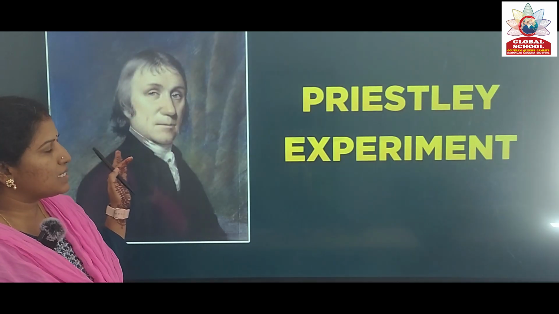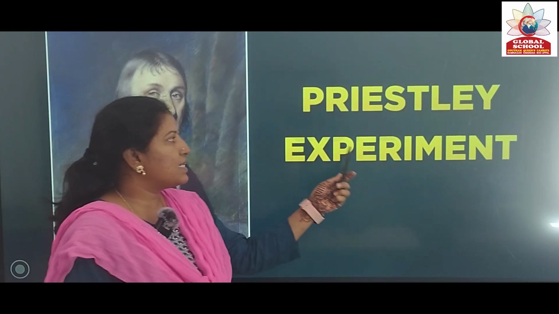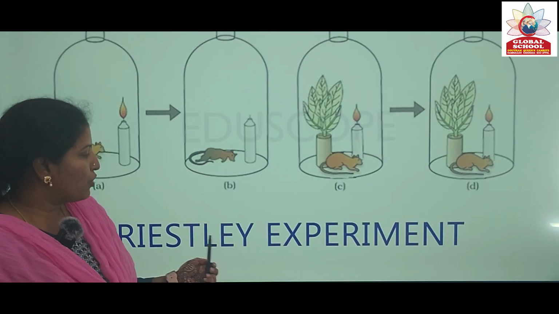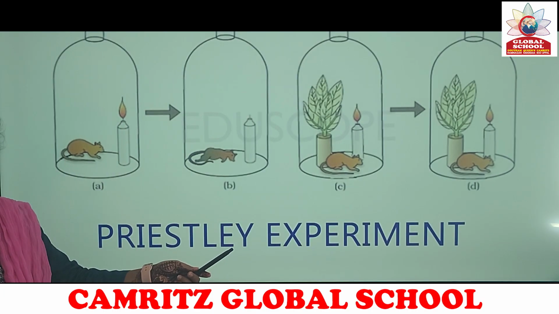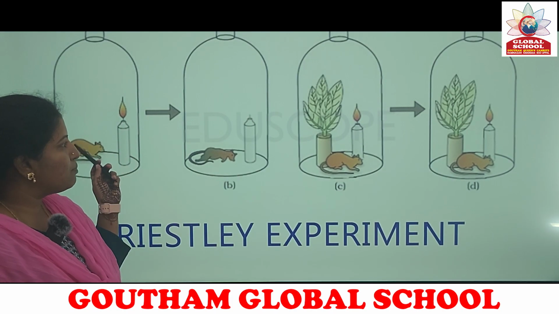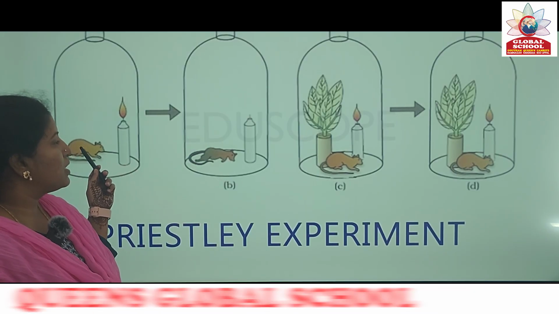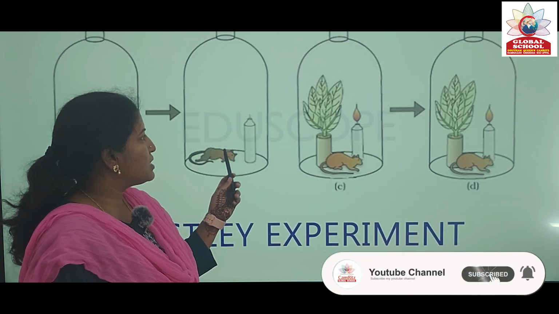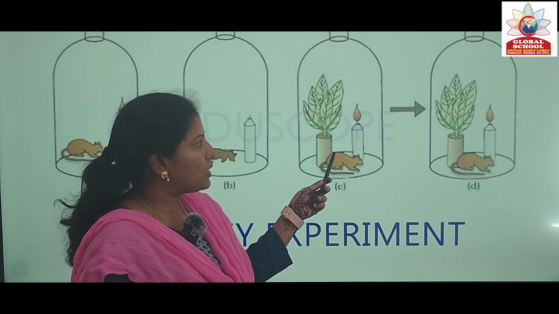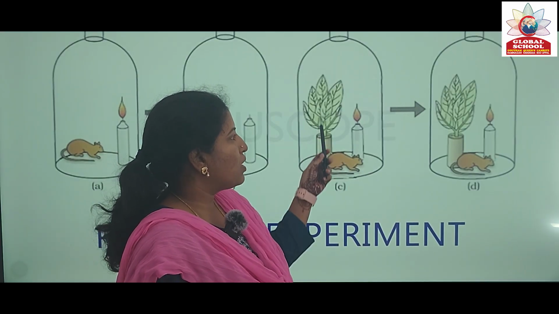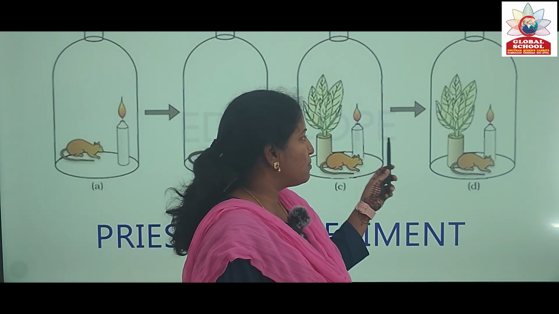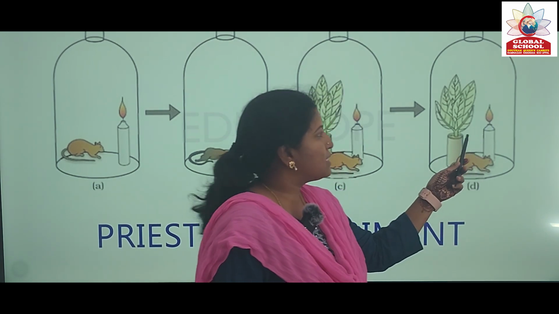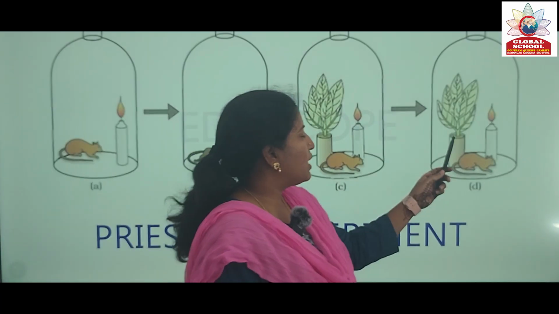So next, air is required for photosynthesis. Priestley's experiment concluded that carbon dioxide is the gas which is required for photosynthesis. Priestley did a set of experiments in which he took a bell jar and kept a candle and a mouse, without anything else, for the air. Here the mouse died and the candle went off. Then he took the set along with a small plant. After some time, he observed that the rat and the candle were surviving, and the plant also was fine.